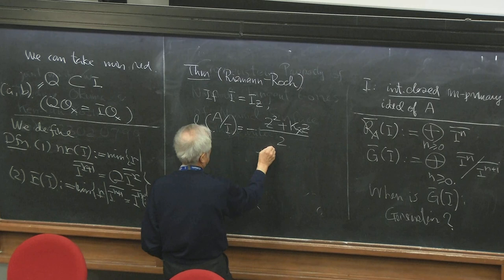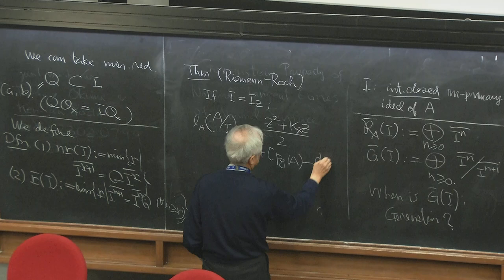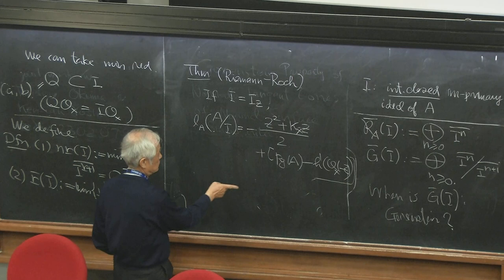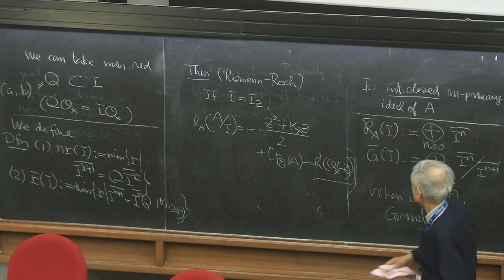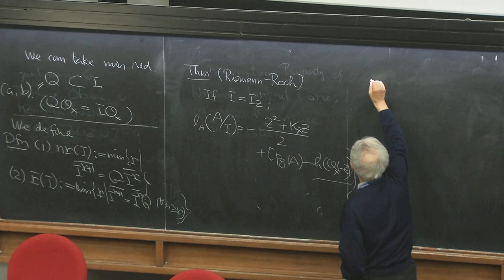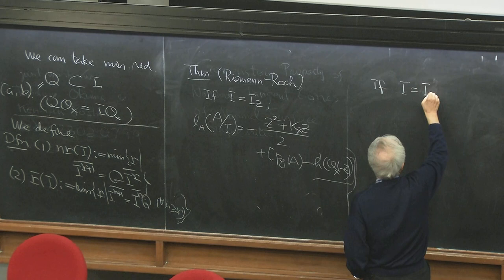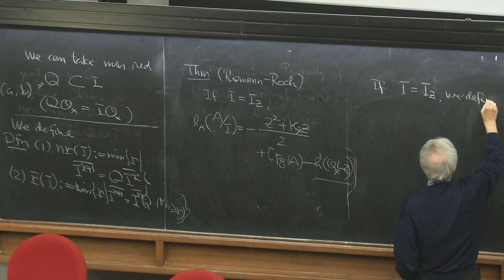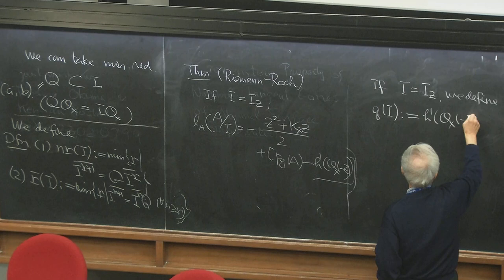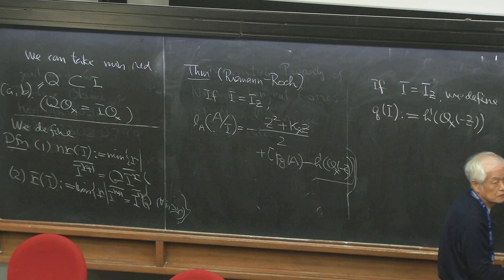Plus H1. So again, this is a very important invariant. And so we define, if I is IG, we define Q of I as H1 of OX minus Z. So the cohomology of these sheaves is very important.